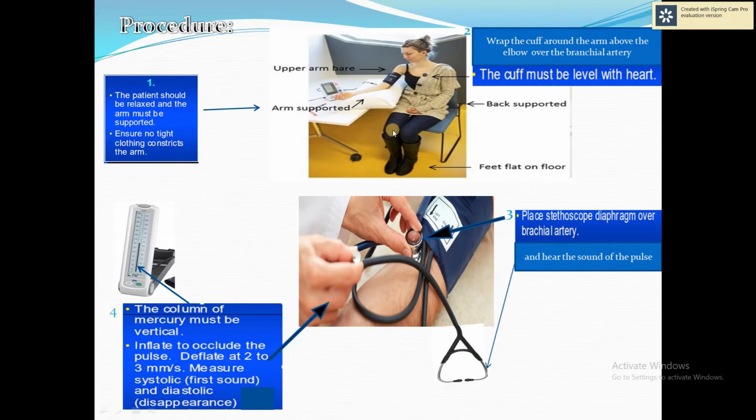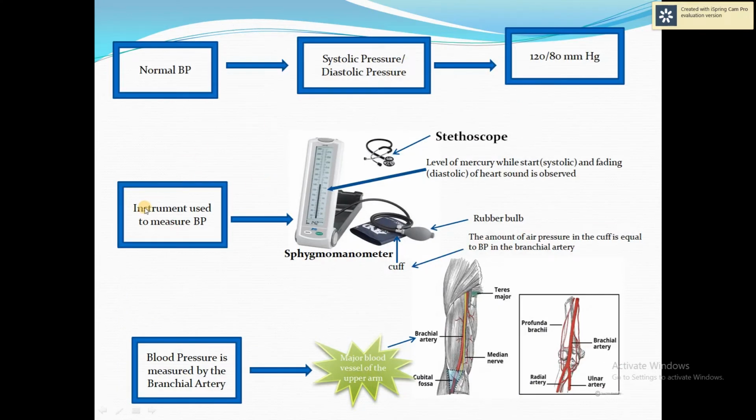So this is the brachial artery. Before this, let us know about the instrument used and the blood pressure, and something about the brachial artery. So let's start. The instruments used to measure blood pressure are a sphygmomanometer and a stethoscope. It has been explained to you earlier, I'm explaining it once again.